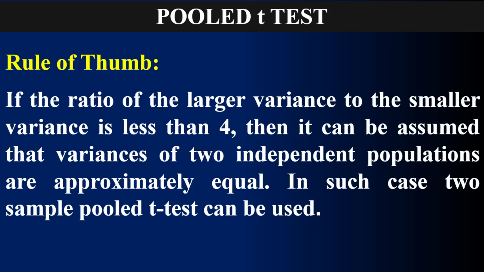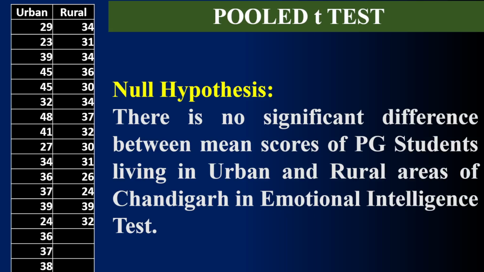How is it used with the help of Excel? For that, let us take one example. Here the example is given. The scores of PG students of Chandigarh in an emotional intelligence test are given here. Students belong to urban and rural areas. It means two groups are taken from two different populations. And to check the significance of the difference between the emotional intelligence of these students, the null hypothesis is formulated as shown on the screen. There is no significant difference between the mean scores of PG students living in urban and rural areas of Chandigarh in the emotional intelligence test.